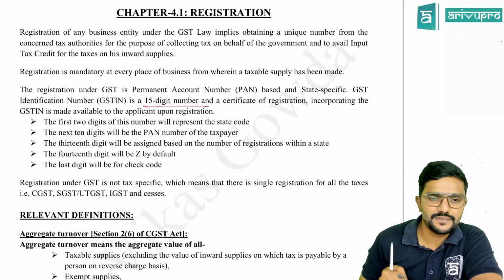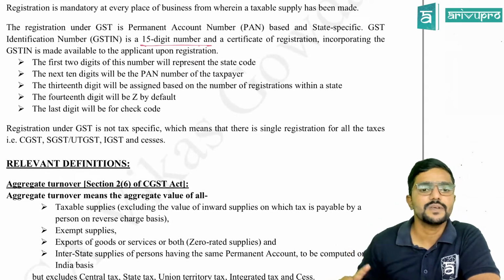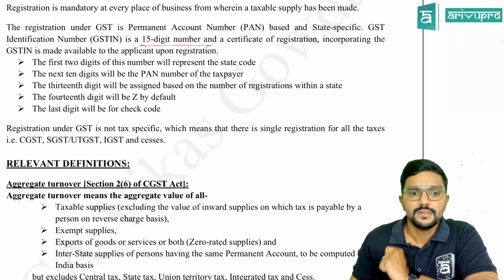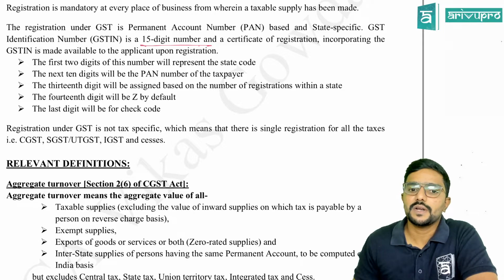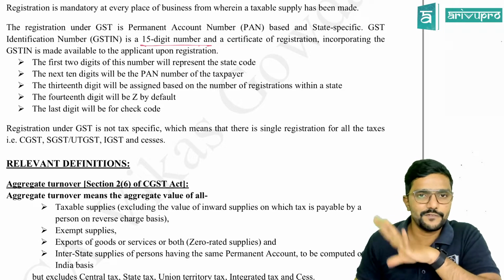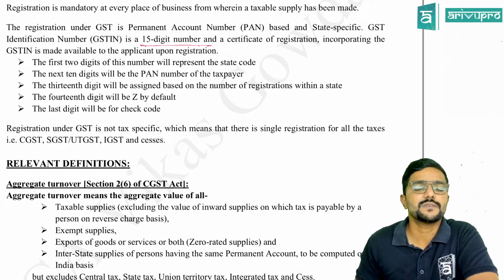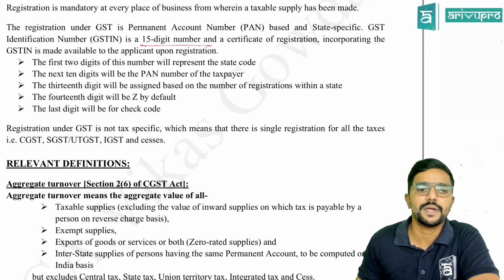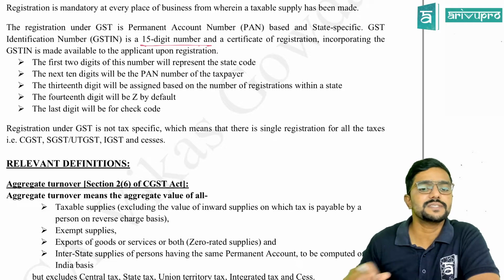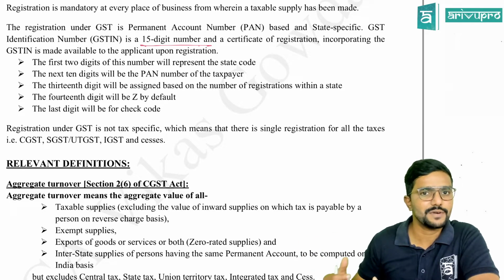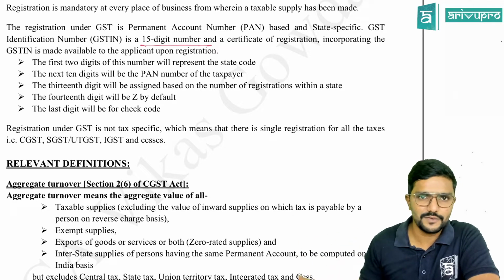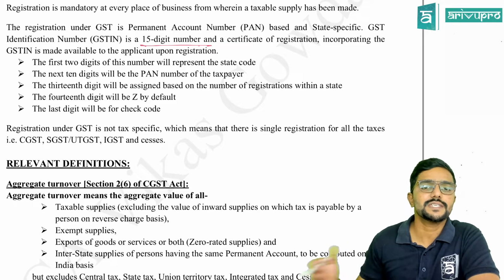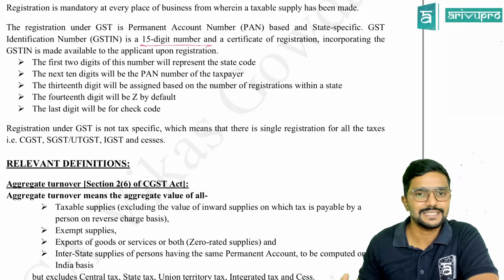What it consists of, what the 15 digits stand for, is given here. The first 2 digits of this number will represent the state code. So out of 15 digits, the first 2 digits will represent the state code, that is, in which state you have taken the registration. The next 10 digits will be the same as your PAN number. So PAN will have 10 characters, alphanumeric. So the next 10 digits will be your PAN, as it is.